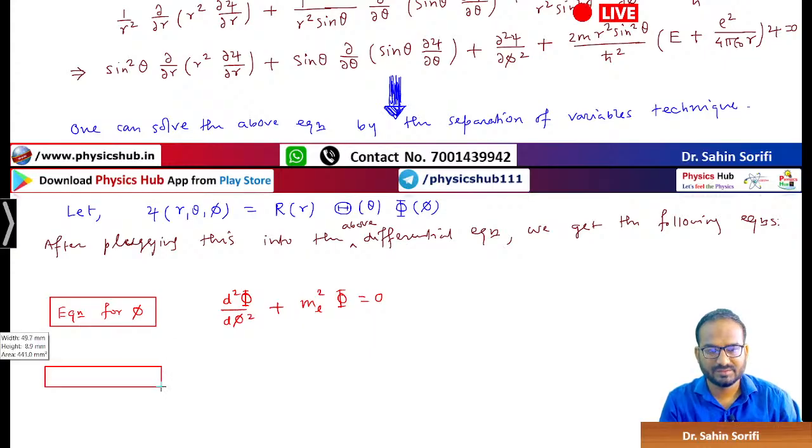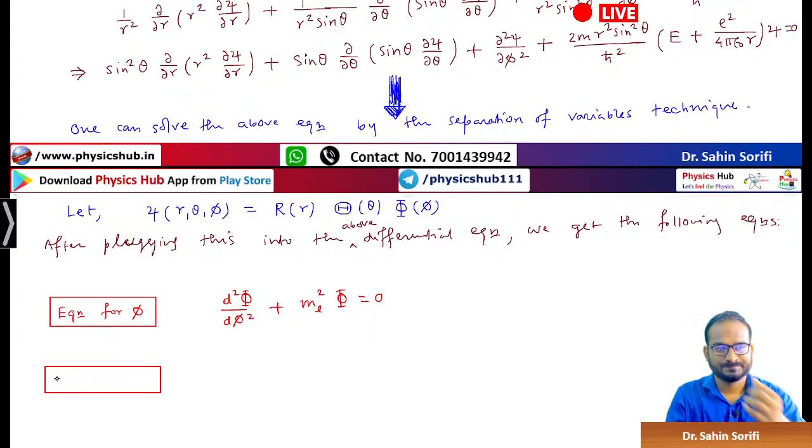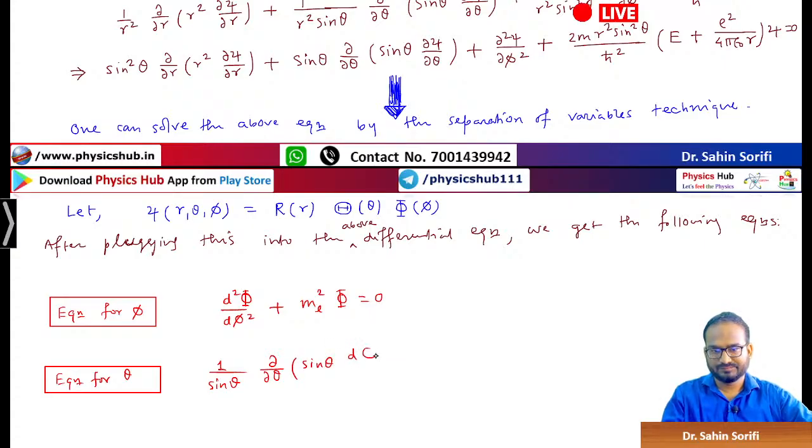Next, the equation for theta: 1 upon sin theta, d by d theta of sin theta d Theta by d theta. Now capital Theta is only a function of theta, that is why you can write d capital Theta by d theta, plus L into L plus 1 minus ml squared over sin squared theta, times Theta equals 0.